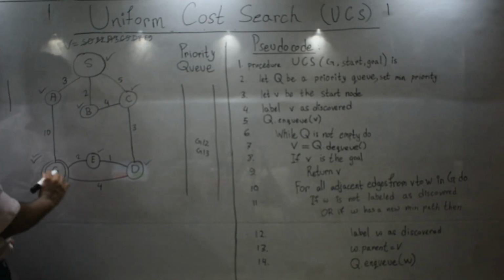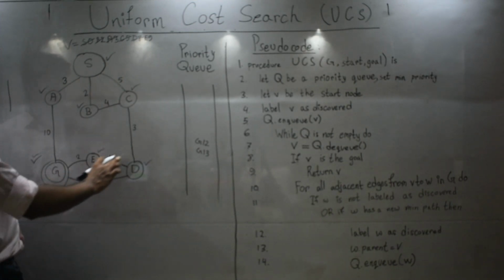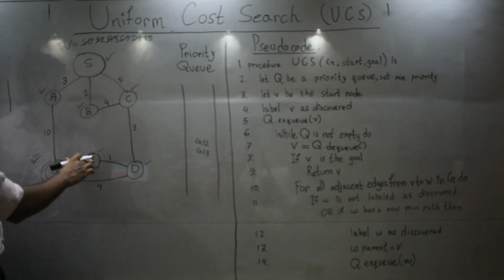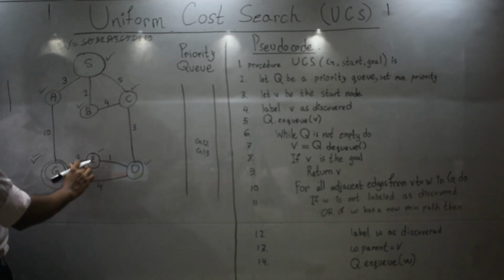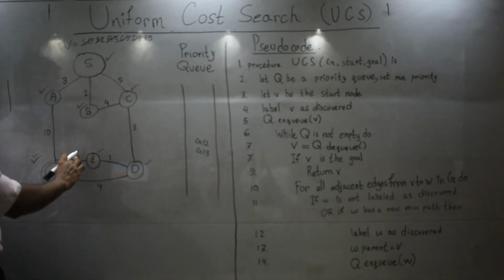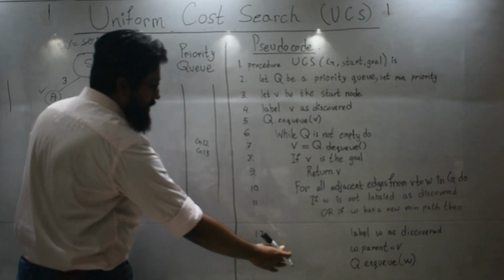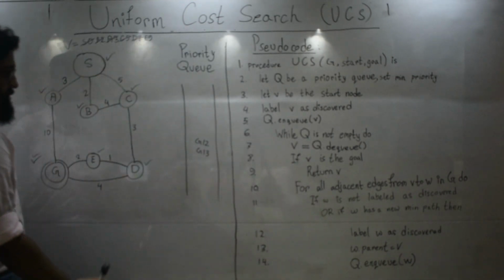Let's check the second condition. G right now has a path cost of 12. Okay. And E has a path cost of 9. And from E to G there is a path with a cost of 2. So 9 plus 2 is 11, which is a new minimum path. So we will enter this place.